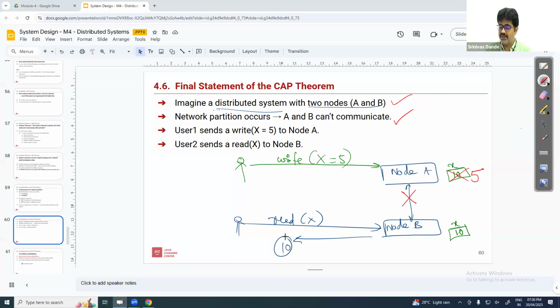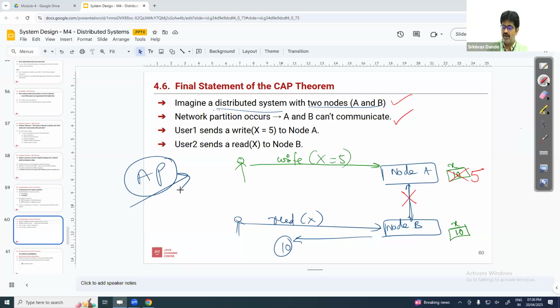In this case, we have P because the problem is partition is there, right? And it is not consistent, but it is available. Is it AP system? Can I call this an AP system? Is this AP system, guys?